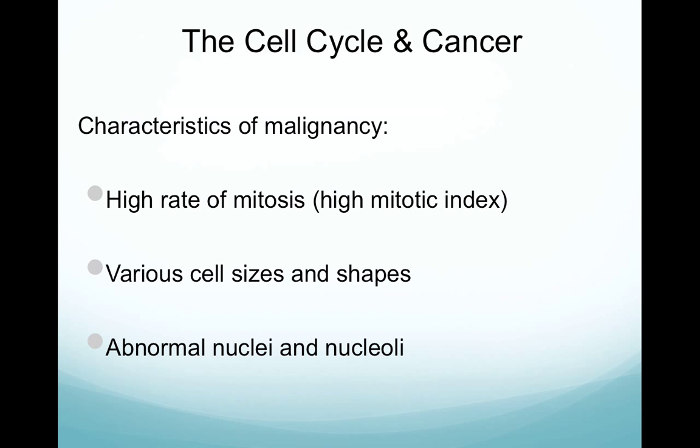Characteristics we look for that are characteristics of malignancy include a high rate of mitosis, so that's called a high mitotic index. That means the cells are dividing very rapidly. If they have various cell shapes and sizes that are not consistent, that can be a sign of malignancy. Also, if they have abnormal nuclei and nucleoli, that can be a sign of malignancy as well.